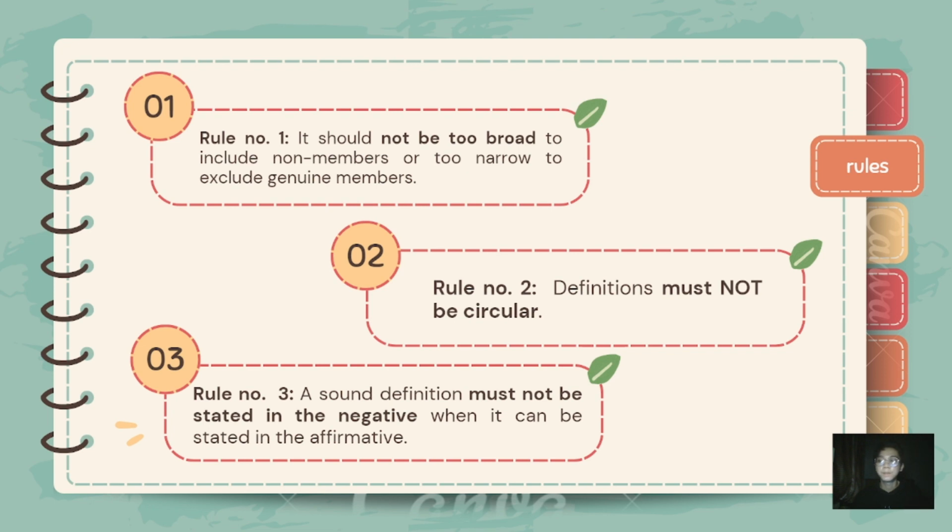Rule number 3, a sound definition must not be stated in the negative when it can be stated in the affirmative. So, we can associate this one with sensitivity. When we define people with special needs, you do not say things like special child and such anymore. We can say other things like individuals who require special assistance. So, hindi natin gumamit ng parang vulgar words para mag-define ng isang concept, kasi pwedeng maka-offend to or parang condescending siya sa ibang tao. So, that's rule number 3.